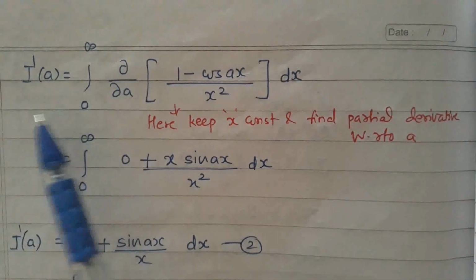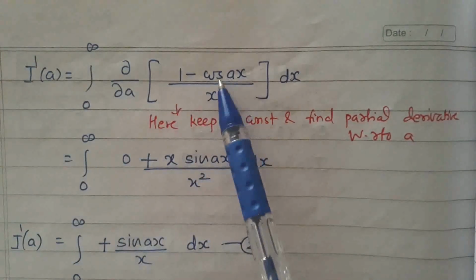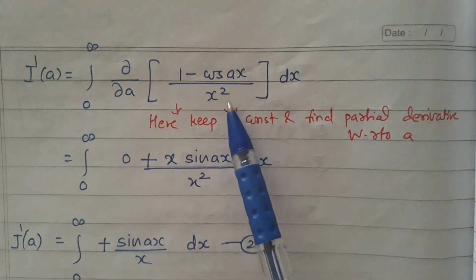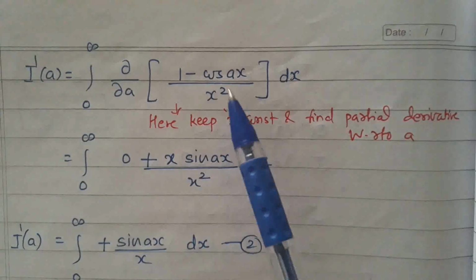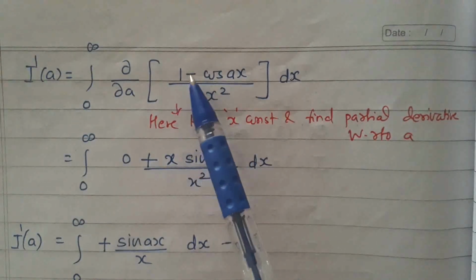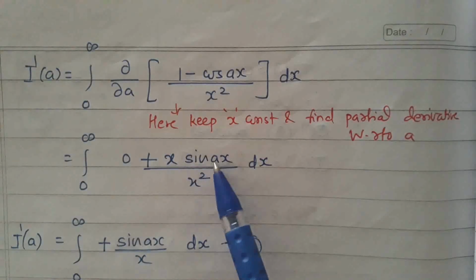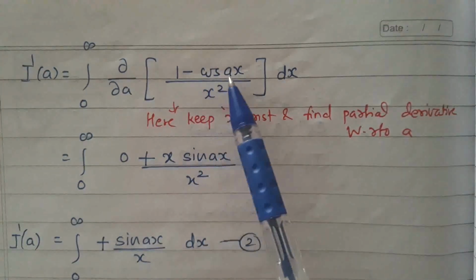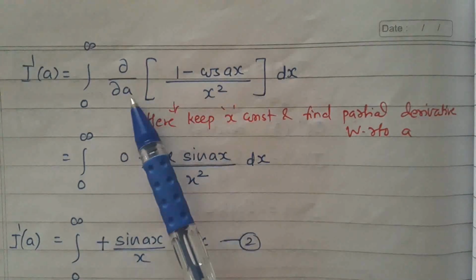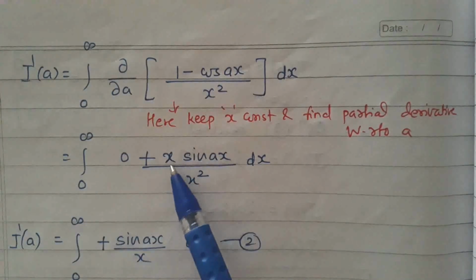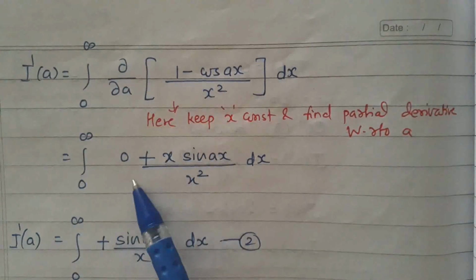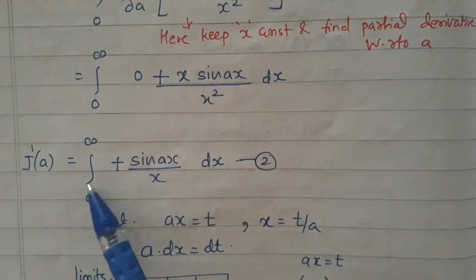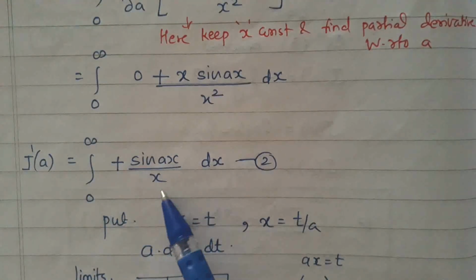So I dash of a is equal to integral 0 to infinity of the partial derivative of the function with respect to the parameter a. Here while finding the partial derivative, you have to keep x totally as a constant. Derivative of 1 becomes 0. Derivative of cos is sine of ax with the negative sign, that means minus minus becomes plus, and derivative of ax with respect to a is here x. So write down this x here dx, and one of the x will get cancelled. So I dash of a is equal to integral 0 to infinity sine of ax upon x dx.